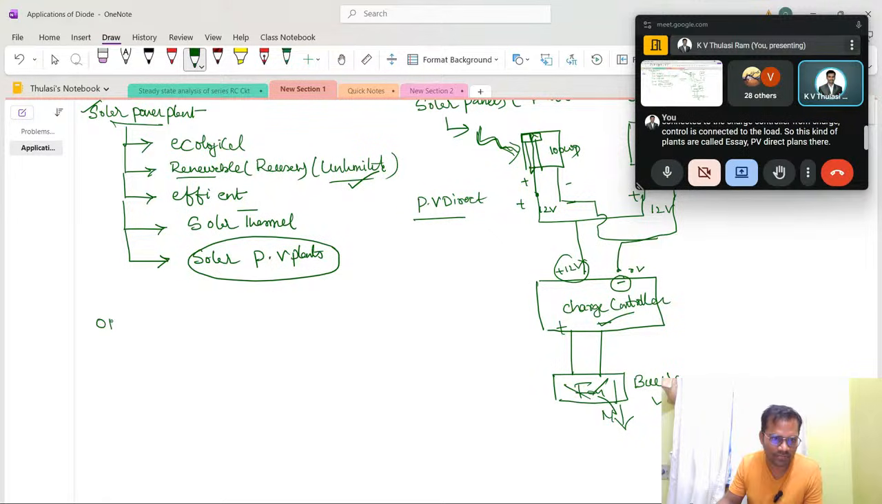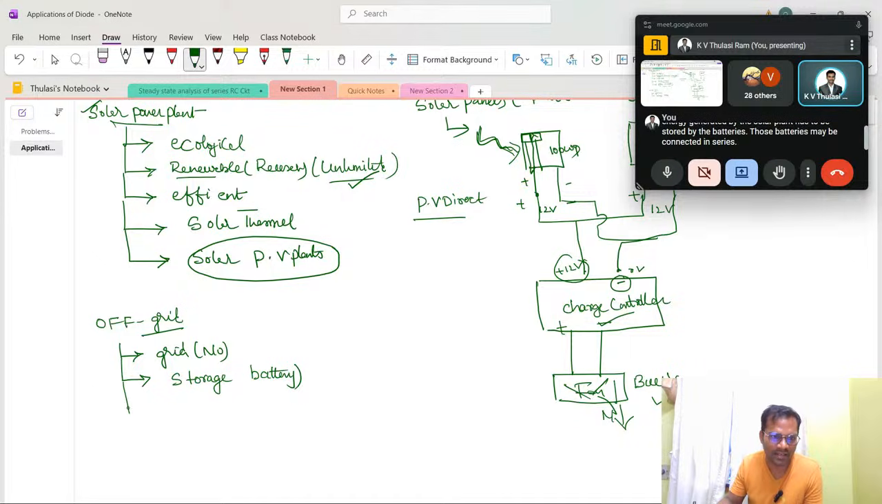There is one more type of solar plant, called off-grid. The meaning itself says these plants are not connected to the grid. Since there is no grid, the extra energy generated by the solar plant has to be stored in batteries. Those batteries may be connected in series or parallel, and we will require an inverter to convert the DC supply of the system to AC supply.